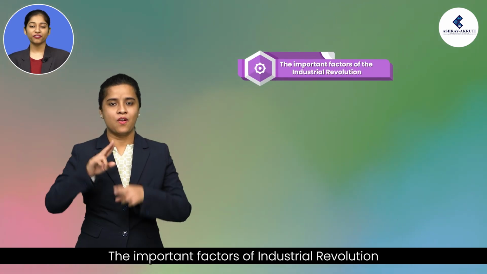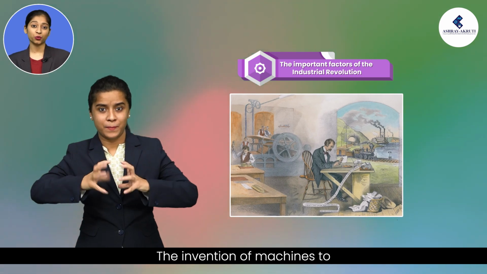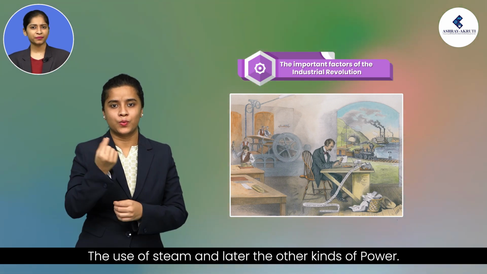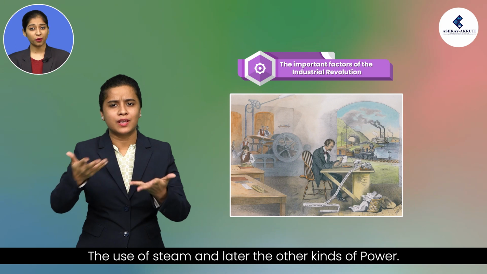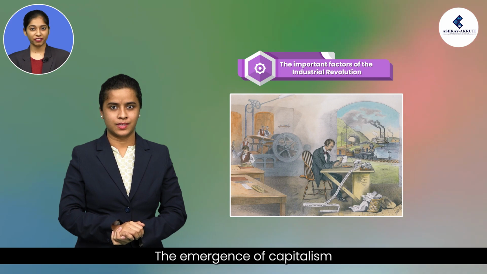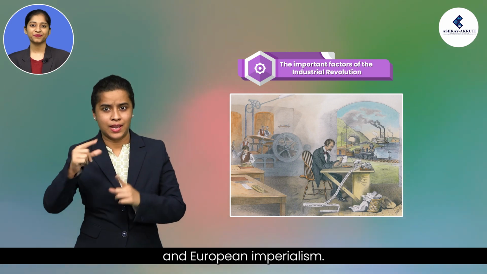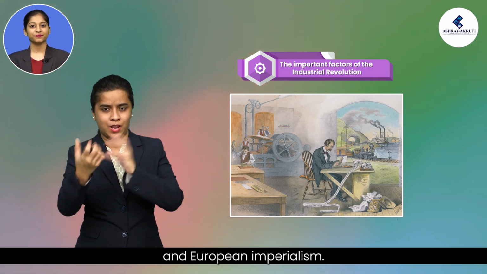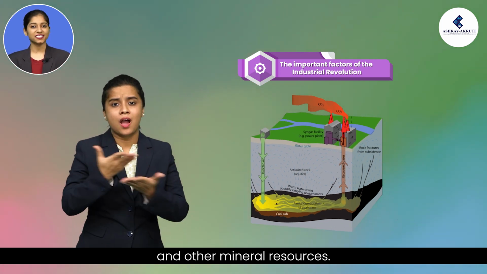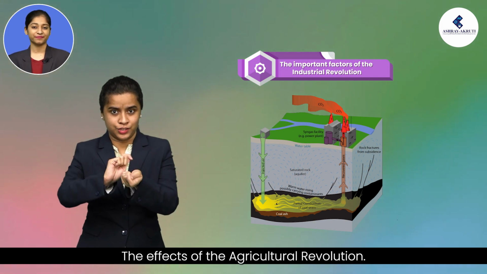The important factors of the Industrial Revolution: the invention of machines to do the work of hand tools; the use of steam and later other kinds of power; the adoption of the factory system; the emergence of capitalism and European imperialism; the efforts to mine coal and other mineral resources; and the effects of the agricultural revolution.